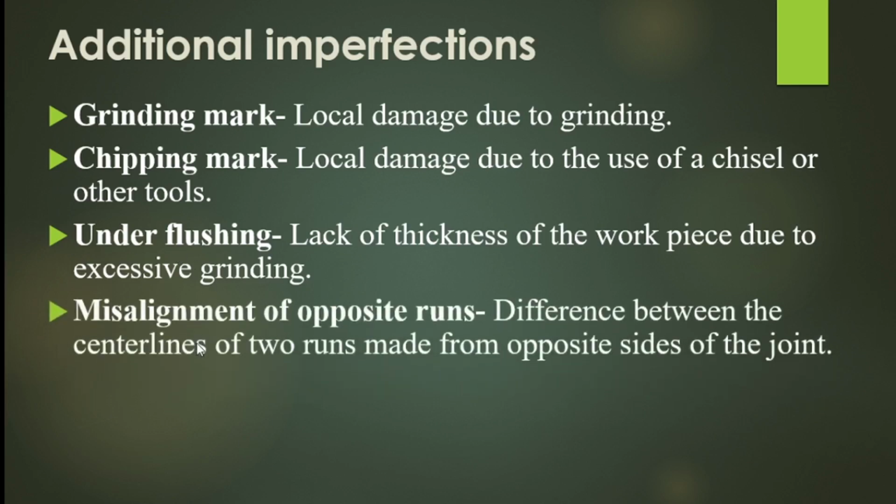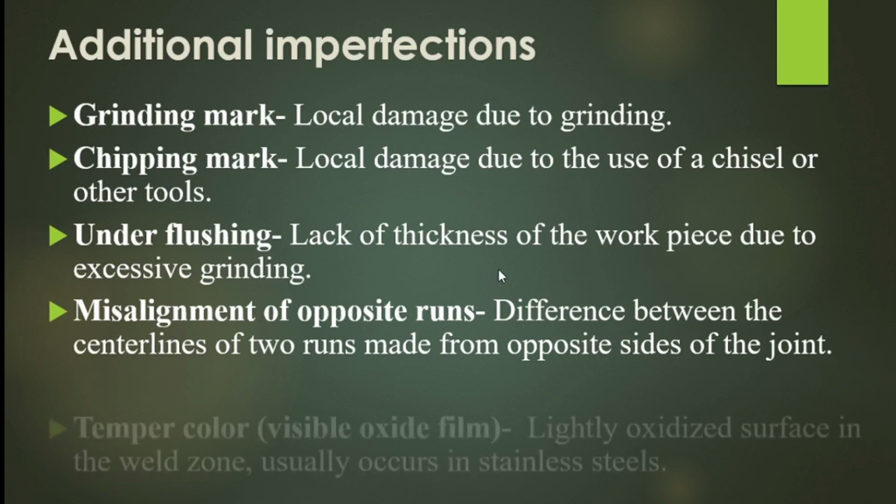Another is the misalignment of opposite runs. This is the difference between the center lines of two runs made from opposite sides of the joint. So this is called the misalignment of opposite runs.